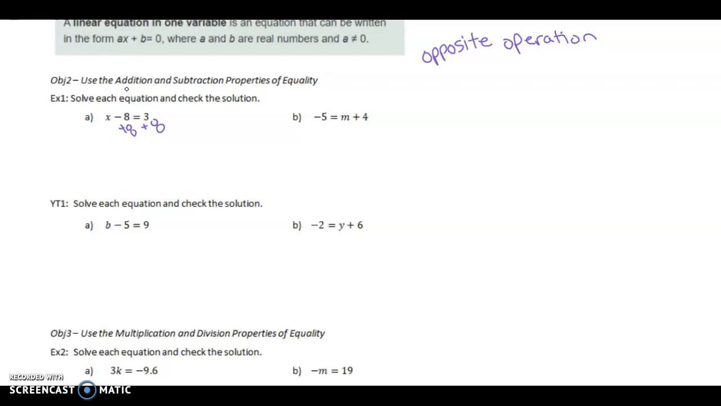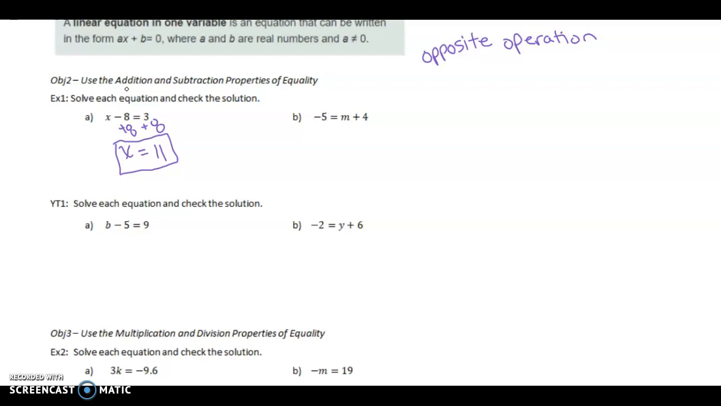Negative 8 plus 8 is 0, so you don't have to write it. So the only thing left on the left side is x, and then on the right, 3 plus 8 is 11. And once you have x isolated, and it has a coefficient of 1, and it equals a value, that means you have solved the equation. If I were to plug 11 in for x, 11 minus 8 equals 3. And that's how we double check our answer.